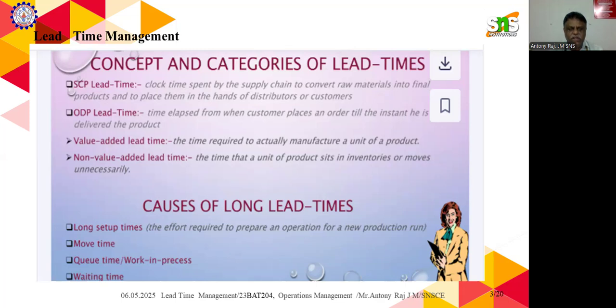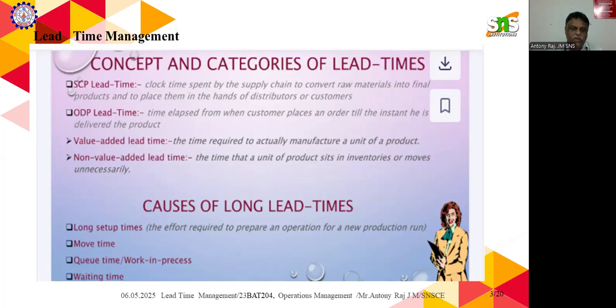Non-value-added lead time is the time elapsed where the material sits as inventory or is moving unnecessarily. That is called non-value lead time. It's a very interesting area because you have to really focus on improving the value-added lead time and cutting down on the non-value lead time, because the more time the organization spends in value-added lead time, the better it is in terms of overall productivity.